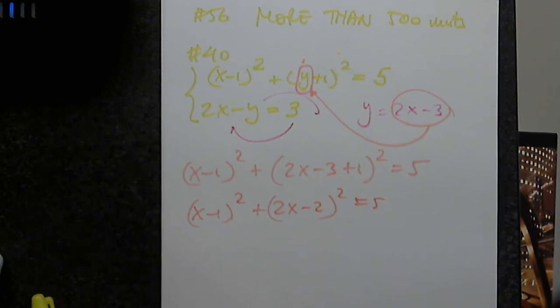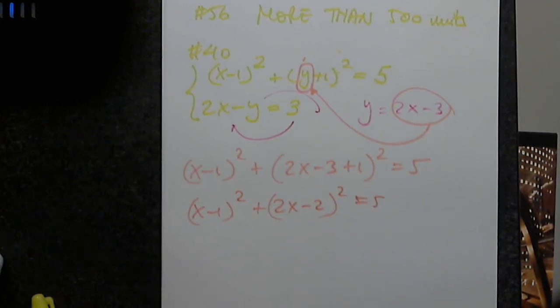And now what will you tell me? How can I factor? They're already factored. They're squared. What will I do? There's nothing I can factor inside the parentheses. I can't take anything out. By the order of operations, I have to square first.